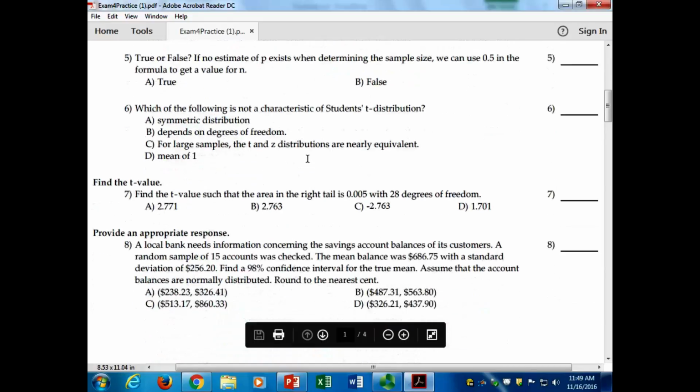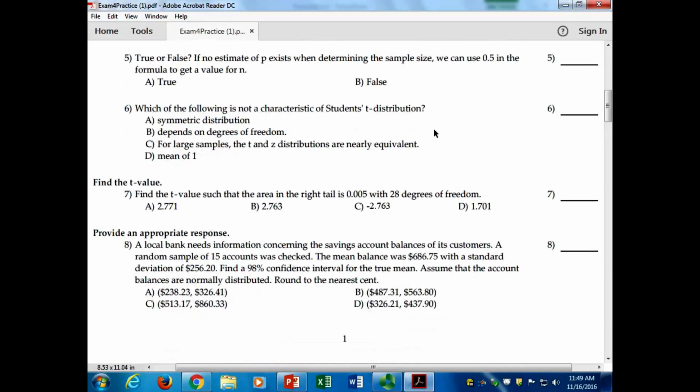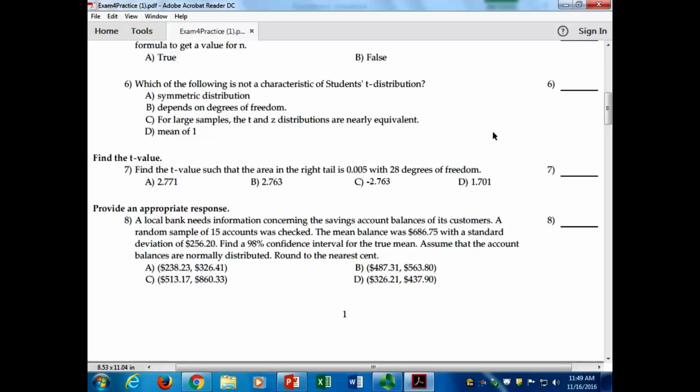What's not a characteristic of the student's t-distribution? Is it symmetric? Yes. Does it depend on its degrees of freedom? Yes. For large samples, do the t and the z distribution look the same? They sure do, but it does not have a mean of 1. It has a mean of 0, just like the z distribution.